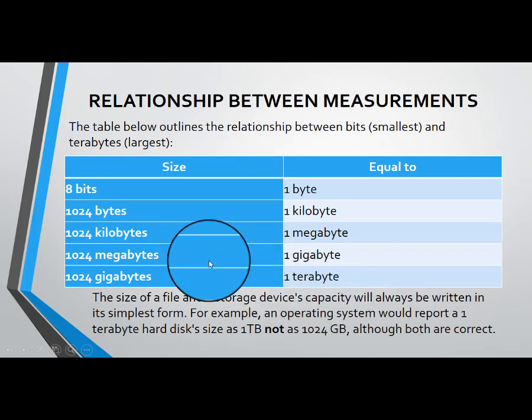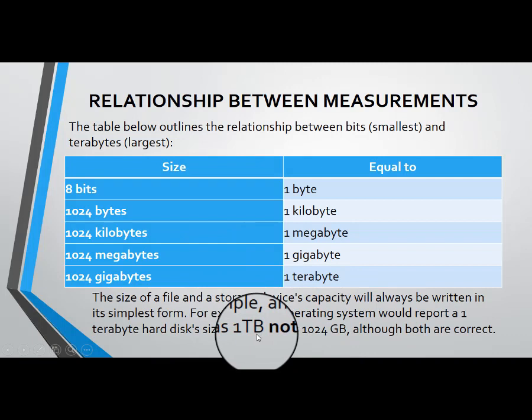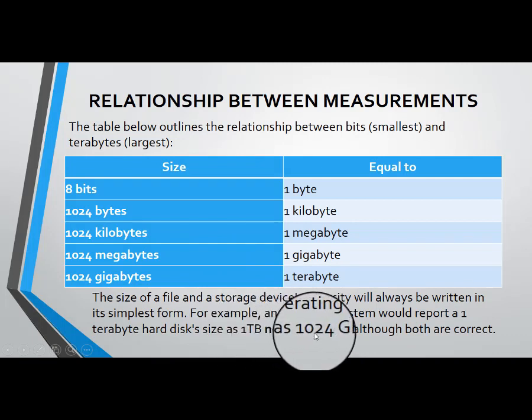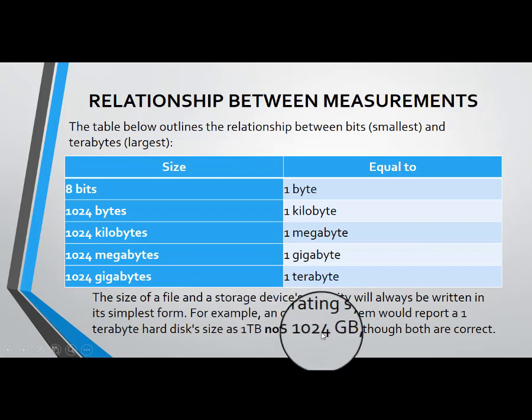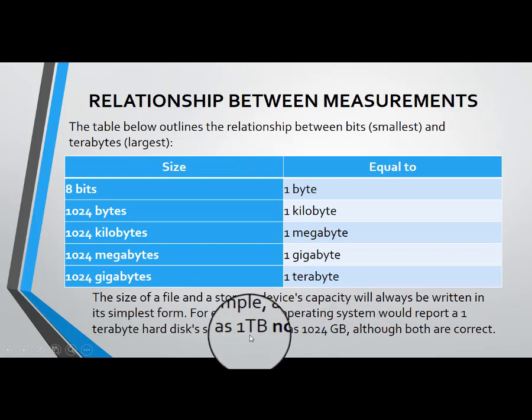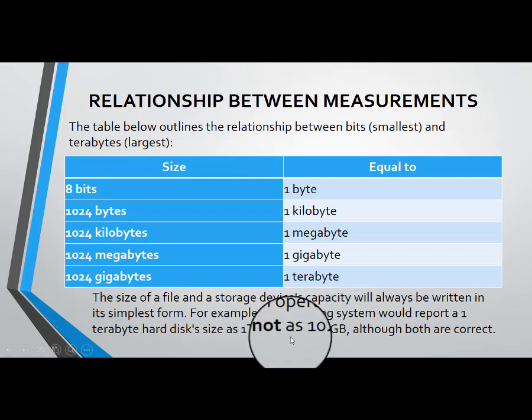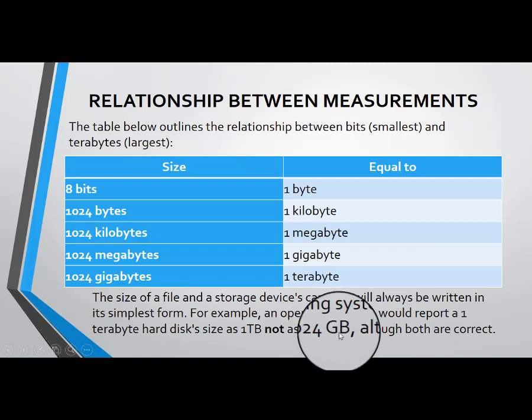Although both are correct, we are not trying to say that reporting as 1024 gigabytes is wrong when we say 1 TB. Remember we said 1024 gigabytes is equal to 1 terabyte. So there is nothing wrong in saying 1 TB or 1024 gigabytes. These are equal measurements, so there is nothing wrong to start with one or the other.